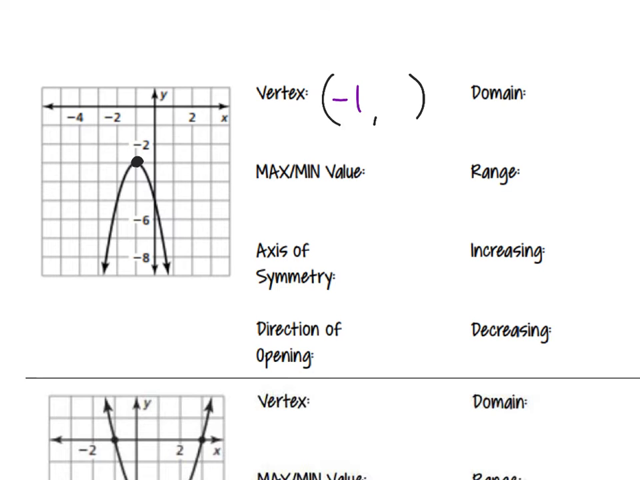-1, -3. Because the places that it would cross if I was drawing lines straight up and straight sideways to the axis would be here at -1, and here at -3.